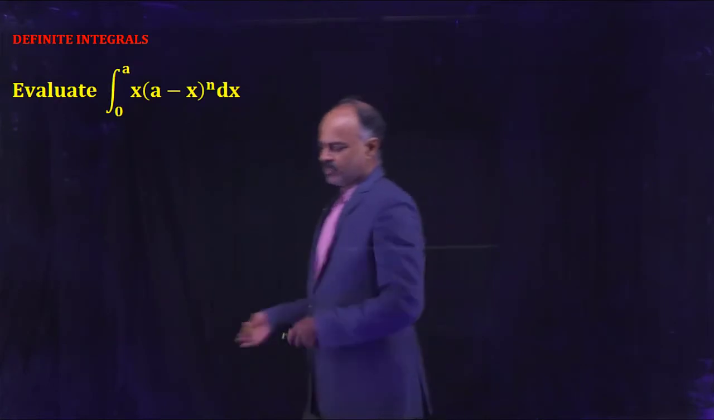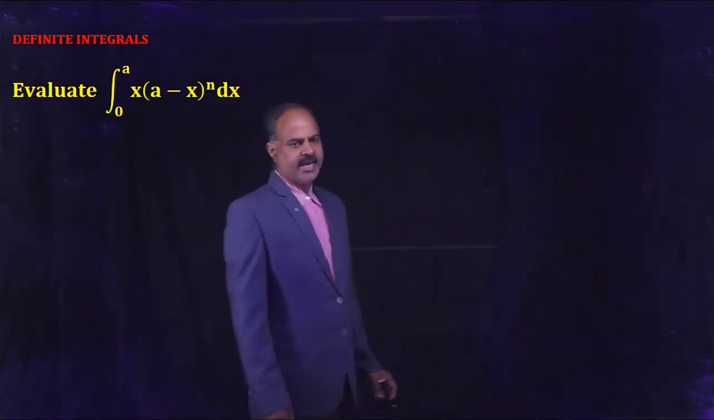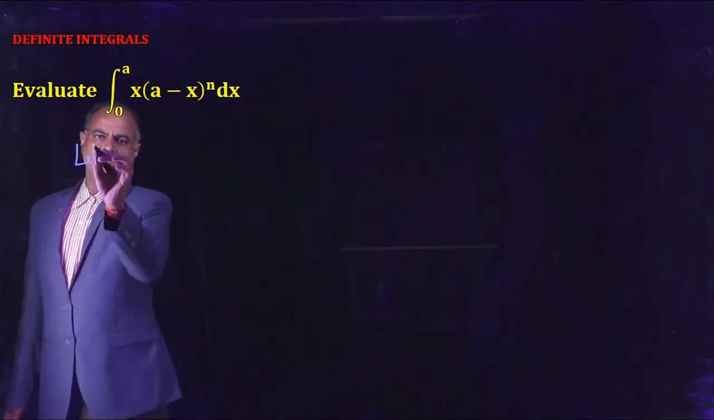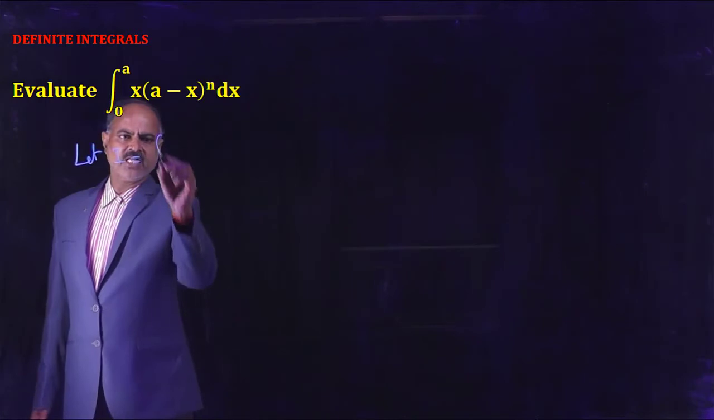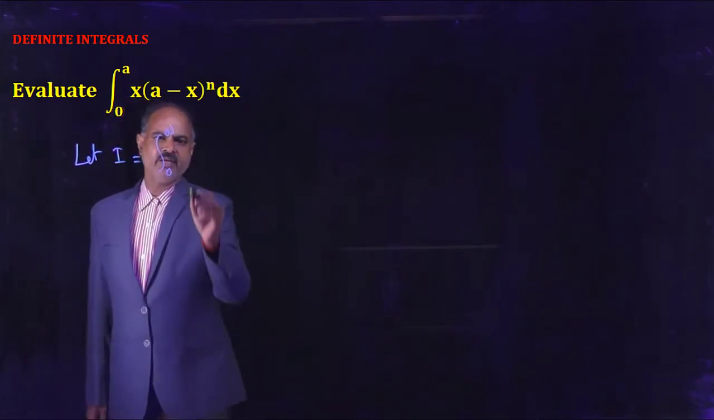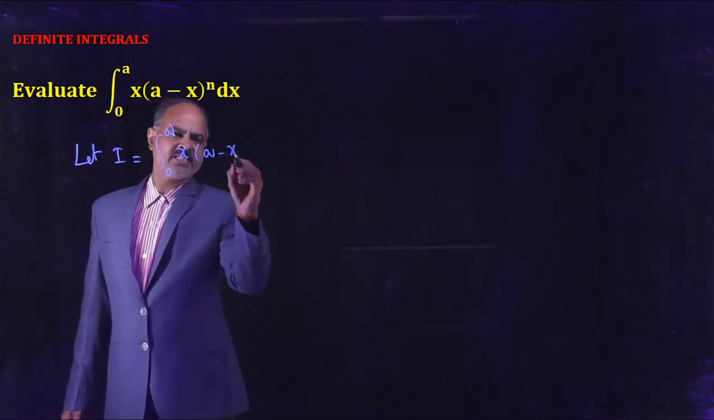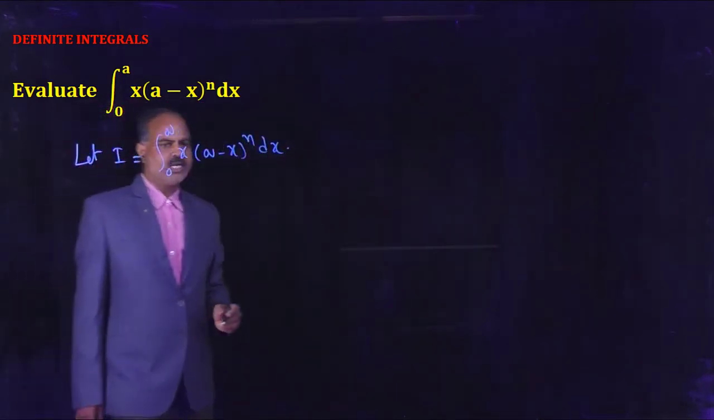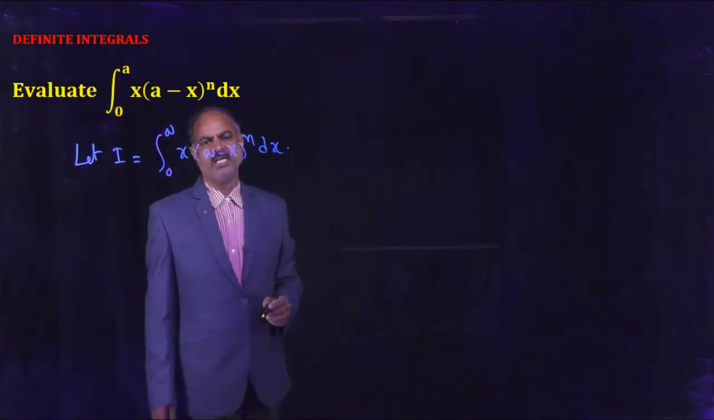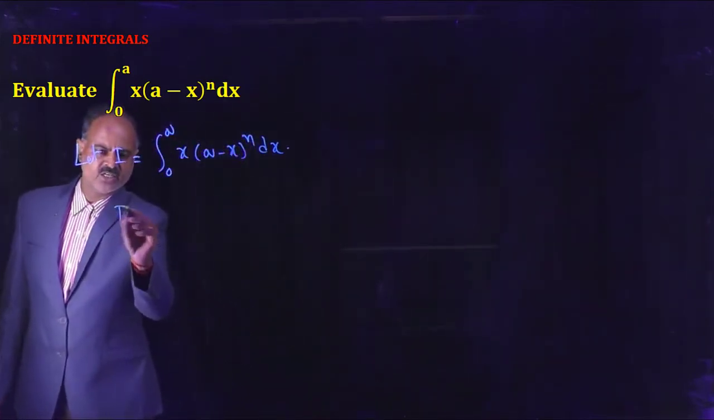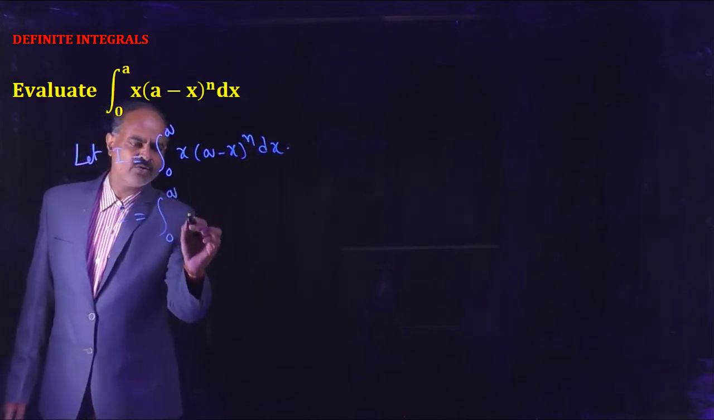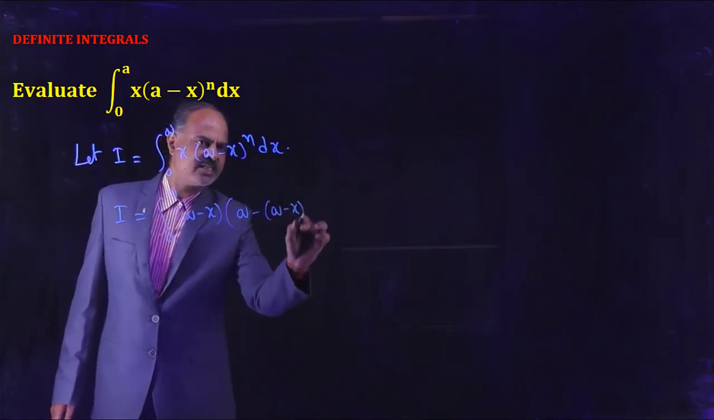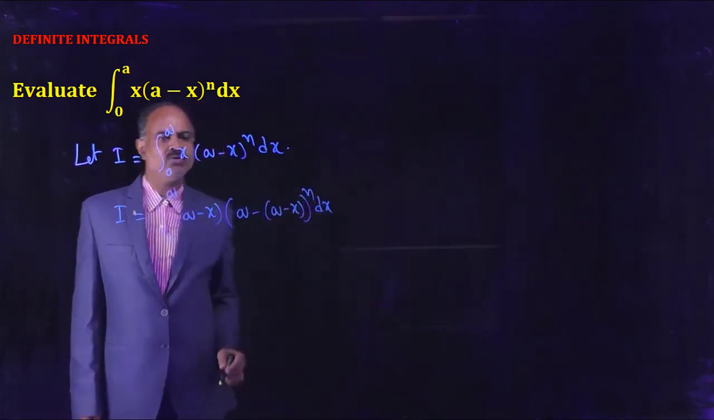Next problem, evaluate integral 0 to a of x into (a minus x) whole to the power n. Let I be equal to integral 0 to a of x into (a minus x) whole to the power n dx. By applying the property integral 0 to a f of x dx equal to integral 0 to a f of (a minus x) dx, I is equal to integral 0 to a of (a minus x) into (a minus (a minus x)) whole to the power n dx.